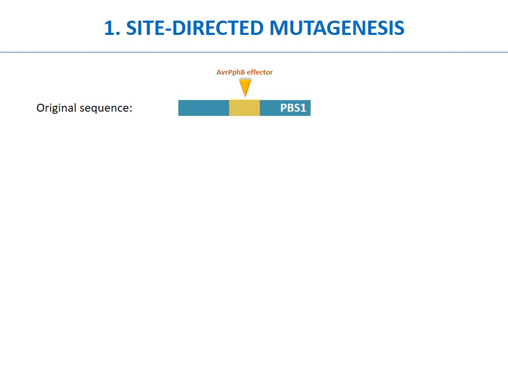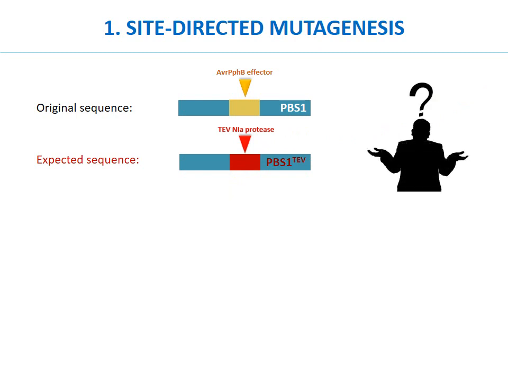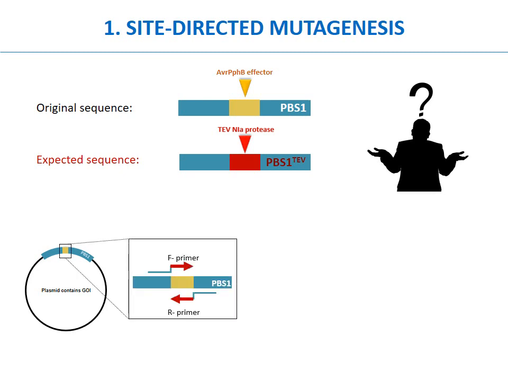Now, I have the original sequence of PBS1 with the AvrPphB cutting site. I'm going to make PBS1 with the TEV protease cutting site. How can I do it? In this method, you need to clone your gene into a plasmid. Later, let's design two primers at the target position. The forward and reverse primers should contain a gene-specific sequence long enough to bind to the template, and the modification sequence should be in frame with your gene.